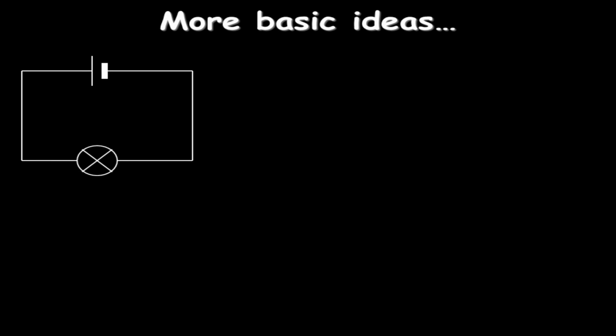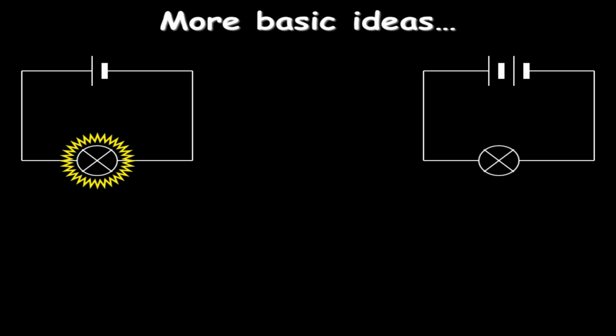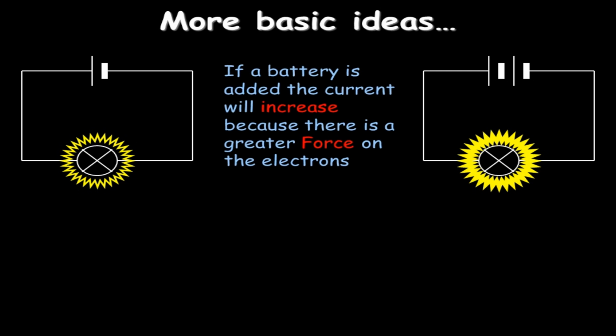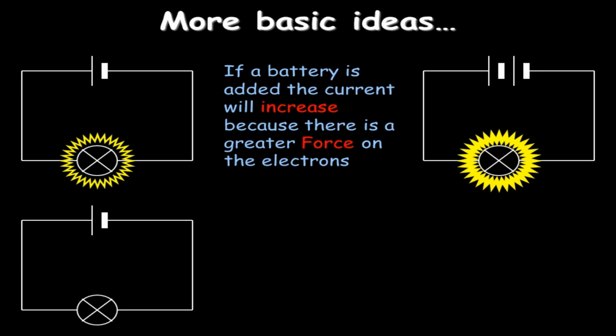So let's look at some simple circuits. Here's a cell and a bulb. The bulb will light. What would happen if you had two cells? Well, you could represent it here. More light, more energy would come off because you've got more energy given to the bulb. So the idea is here that if you add more batteries or more cells together, you get more force, you get more energy, you get brighter bulbs.